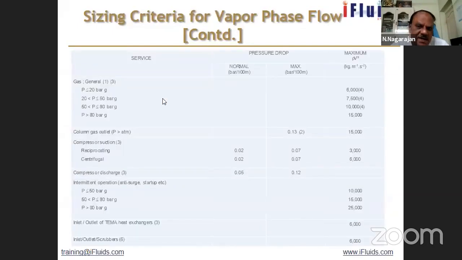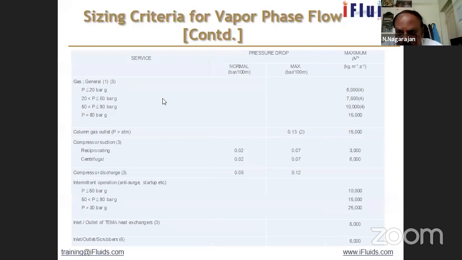So here for gases, we have the rho v square. Okay, for gases depending upon the pressure, less than 20 bar gauge pressure means we allow up to 6,000 rho v square, kilogram per meter per second square. Okay. And as you increase the pressure, 20 to 50 bar, we can go up to 7,500. 50 to 80 bar, we can go up to 10,000. Greater than 80 bar operating pressure, 15,000. This is the rho v square allowed. This is the sizing criteria, you can say.